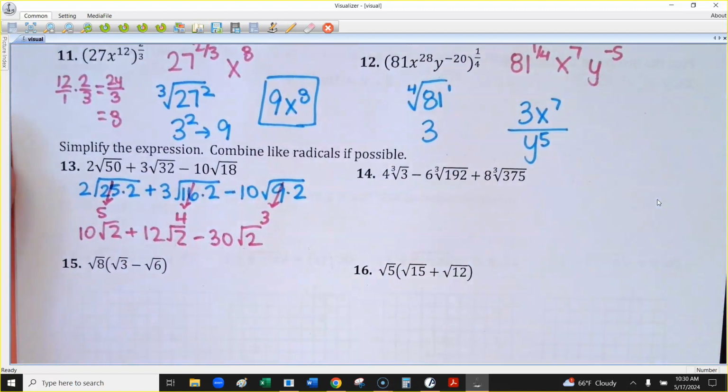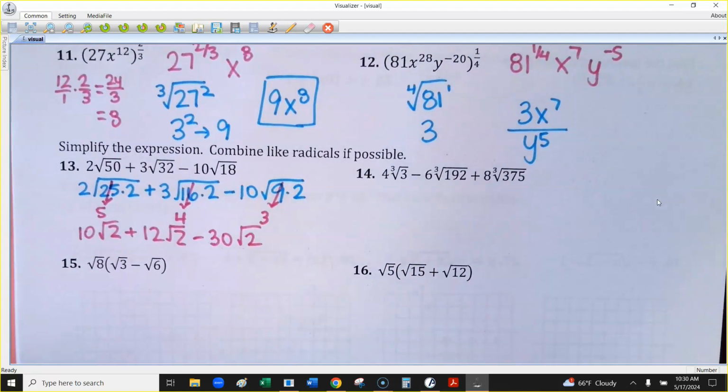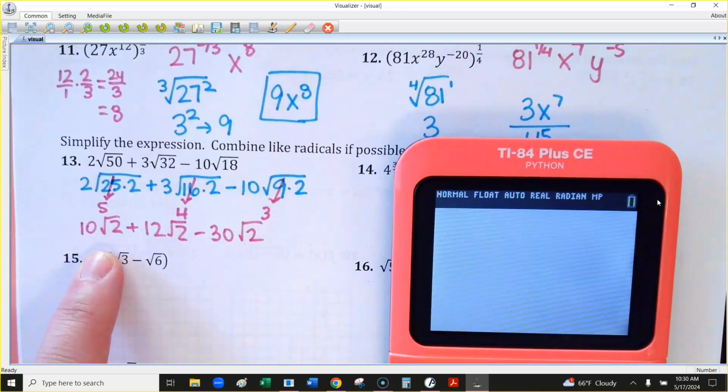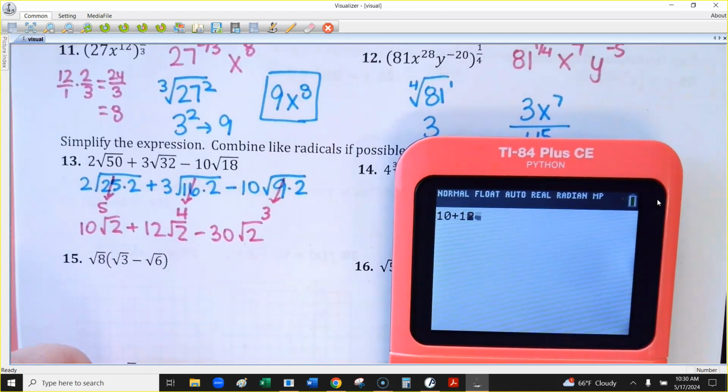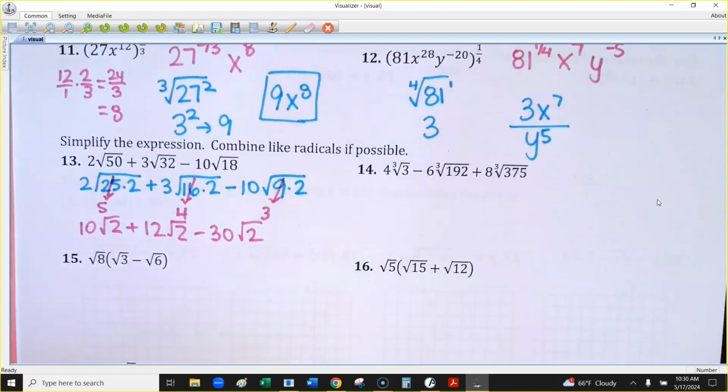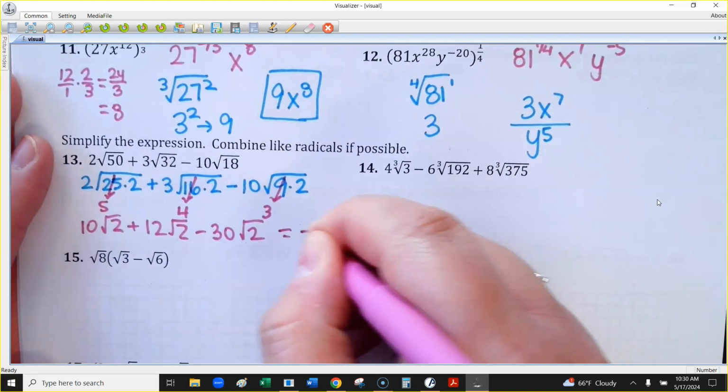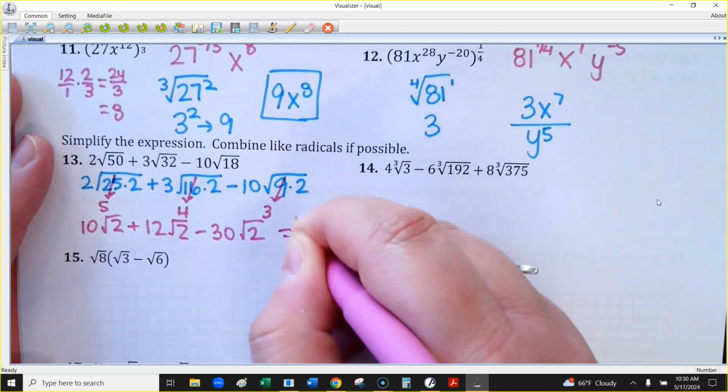If they all have the same thing under the radical, you can literally just take the numbers in front. So I'm going to do 10 plus 12 minus 30. So I'd get negative 8 if I put those guys together. That would be my final answer, negative 8 square roots of 2.